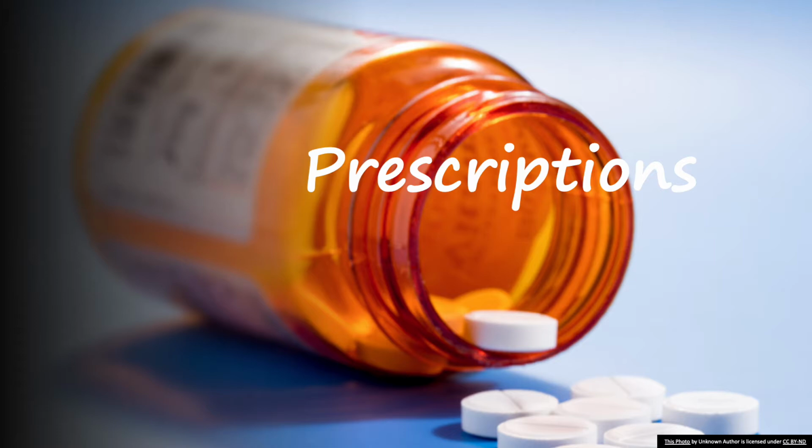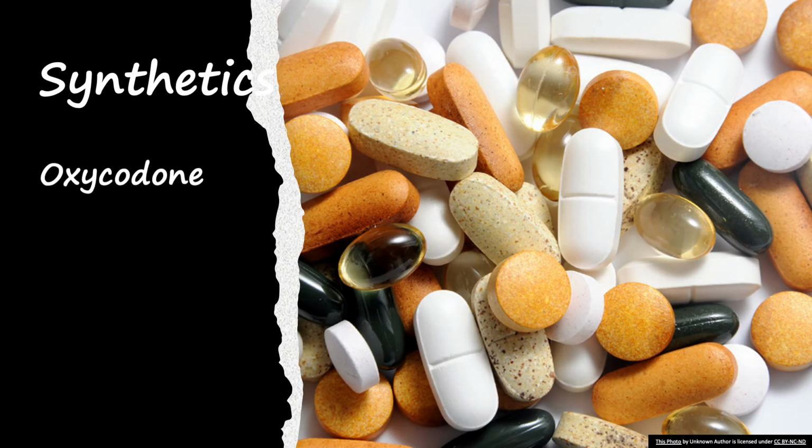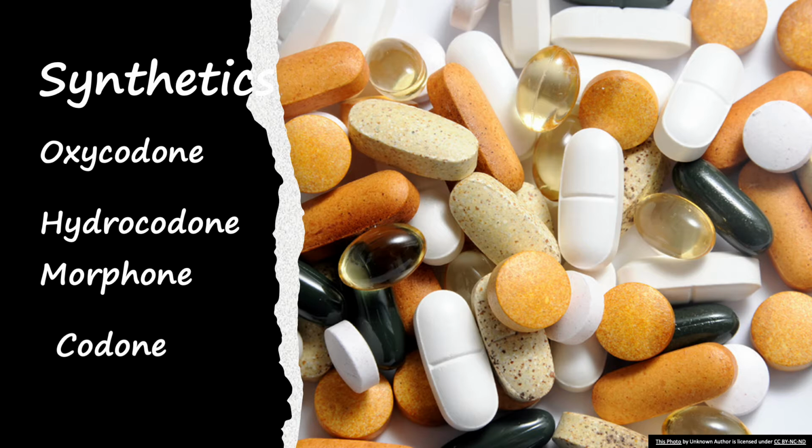Most of the time when thinking of opioids, people think of prescription pain medication. Morphine and codeine are two examples of natural opioids. In recent years, we have the development of synthetics. Synthetic means something man-made, and it's basically an attempt to copy the original or natural product. We have some examples in oxycodone, hydrocodone, morphone, and codone. Methadone is a fully synthetic opioid.